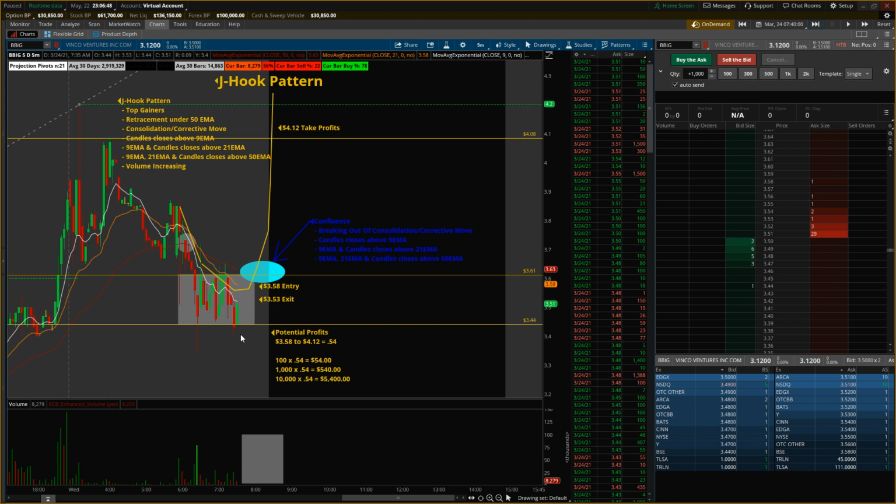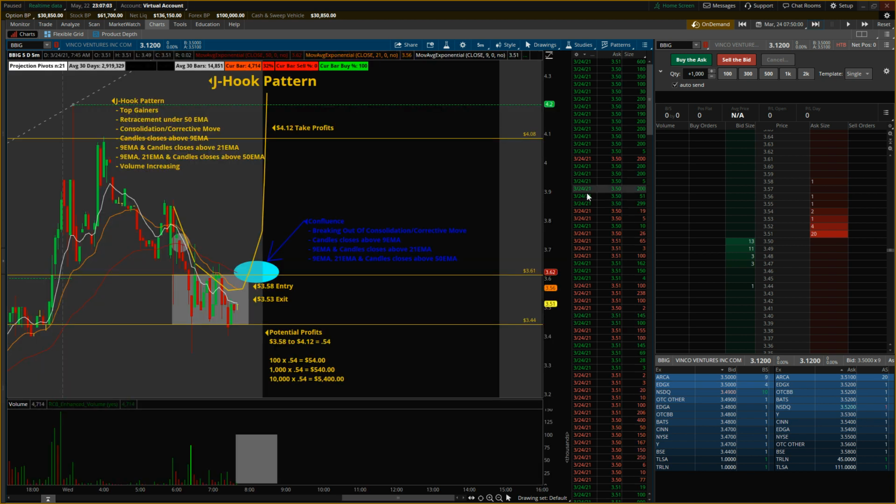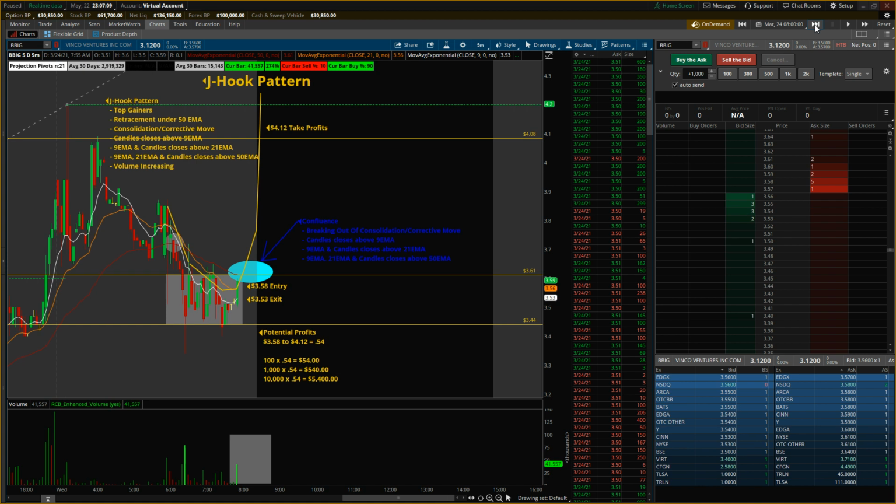So it's bouncing off of what? The support. Now support's not a line, it's an area. So don't get stuck on a line or an amount. It's just an area. A doji candle, which is an indecision candle. That's a dragonfly doji. Then you have another doji with the bullish candle.